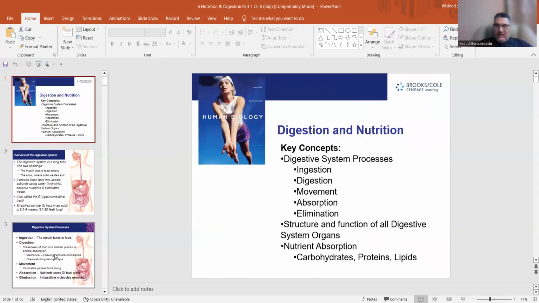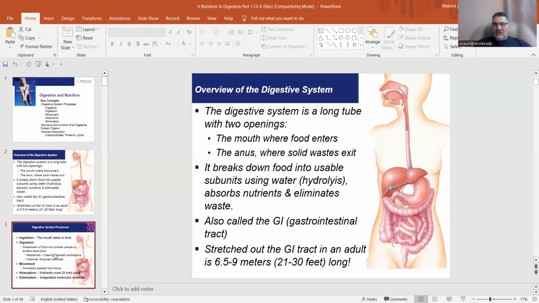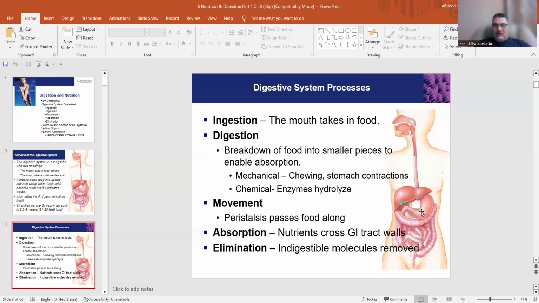So expect to see in your exam, and this is something that I actually want you to know, these different parts that I just mentioned. So you can see a picture like that because these are basics. So you need to know this.